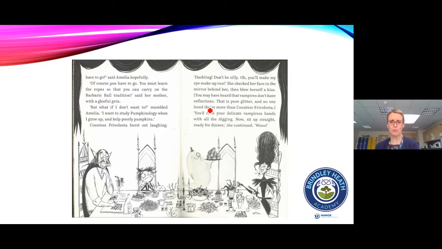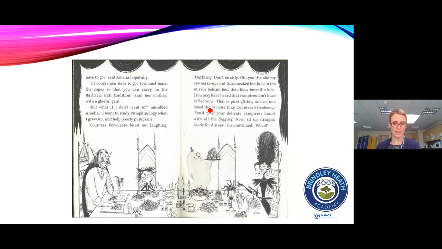Countess Frivolita burst out laughing. "Darling, don't be silly. Oh, you'll make my eye makeup run." She checked her face in the mirror behind her, then blew herself a kiss. You may have heard that vampires don't have reflections. That is pure glitter. And no one loved theirs more than Countess Frivolita. "You'd ruin your delicate vampiress hands with all the digging."